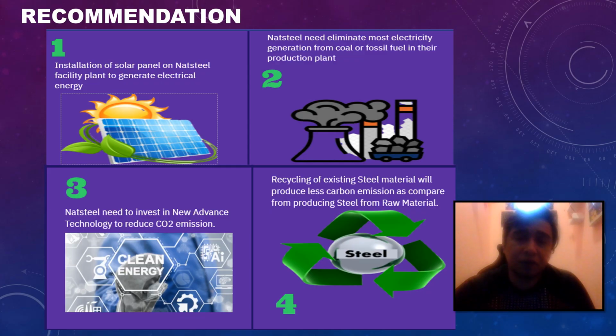Here are the recommendations for NATSTEEL towards their issues in order to achieve the zero emissions goal targeted by 2050. Number 1. Installation of solar panels on NATSTEEL facility plants to generate electrical energy. Number 2. NATSTEEL needs to eliminate most electricity generation from coal or fossil fuels in their production plants. Number 3. NATSTEEL needs to invest in new advanced technology in order to reduce CO2 emissions. Number 4. Recycling of existing steel materials will produce less carbon emissions as compared to producing steel from raw material.